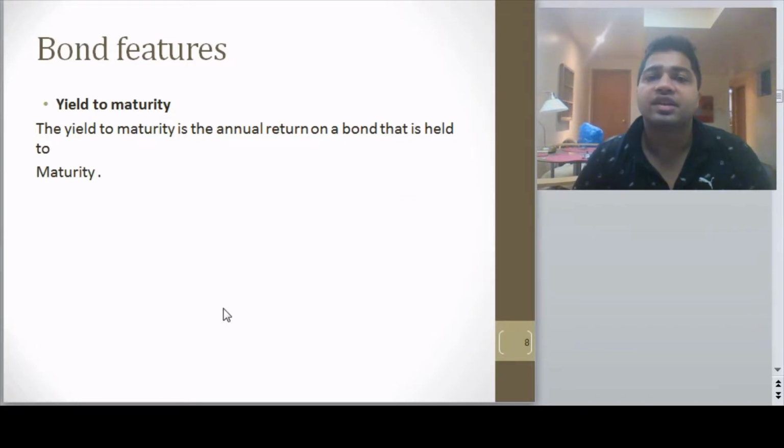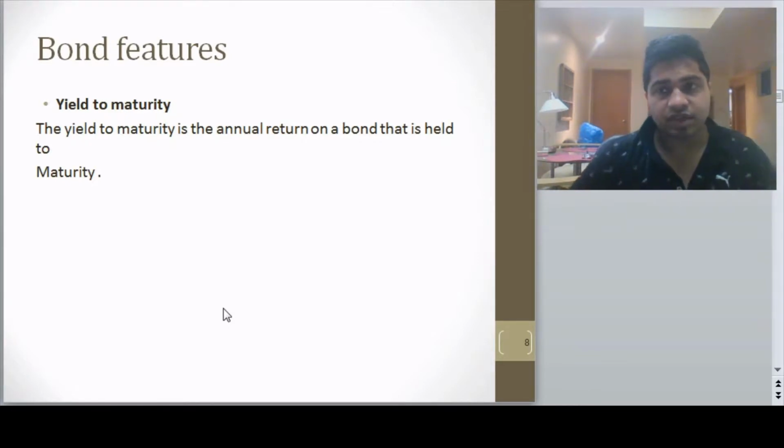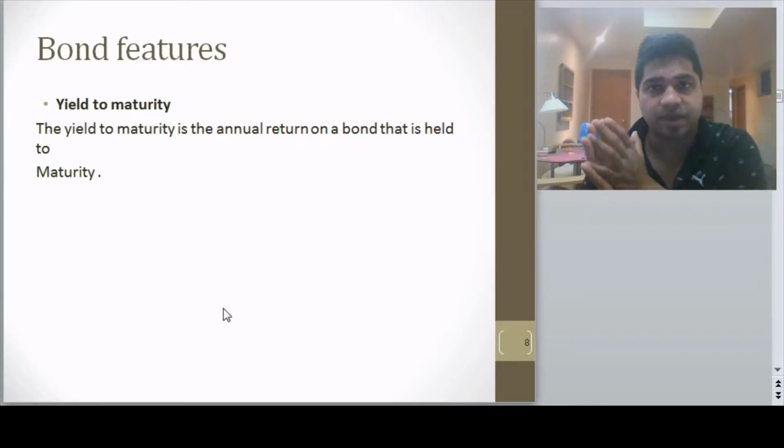Next is yield to maturity. Yield to maturity is the annual return on the bond that is held to maturity. So it is the rate of return you get from a bond if it is held till maturity. Yield to maturity is composed of two elements. One is capital gain or loss, that is what you pay and what you get, and the other is the coupon payments. So yield to maturity is a combination of capital gains and losses and the coupons that are paid to you.